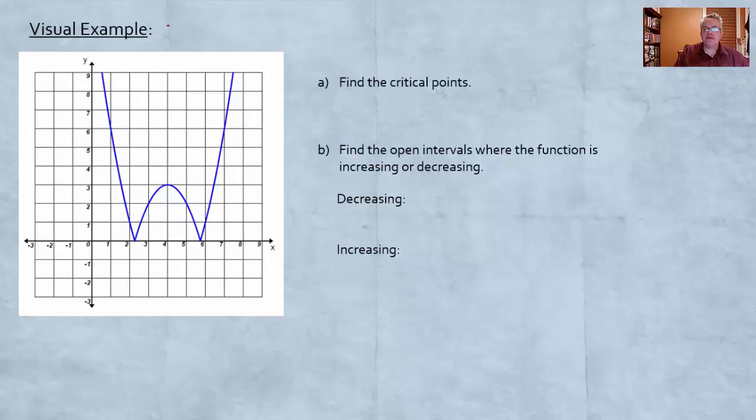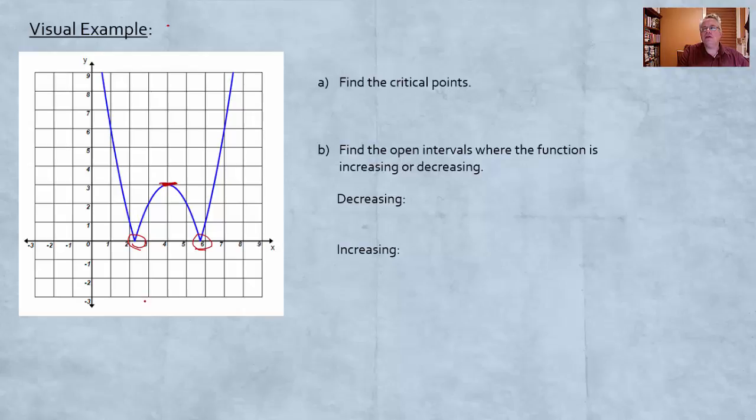The first instruction is to find the critical points. Well, critical points are points where the derivative is 0 or undefined. So we see this is a place right here where f prime is 0, it has a horizontal tangent. There's a critical point here. That sharp corner is a point where the derivative is undefined. And there's another sharp corner here. So we see that there are 3 critical points for this function.